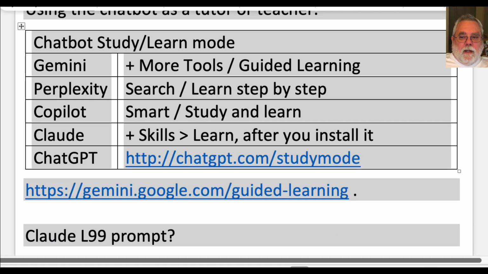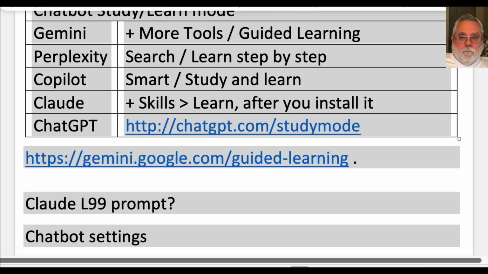Some people have written that putting L99 at the beginning or end of a prompt for Claude will cause it to respond at the highest expert level, level 99, detailed, technical, and comprehensive. There is no such special keyword, and this did not work when I tried it.